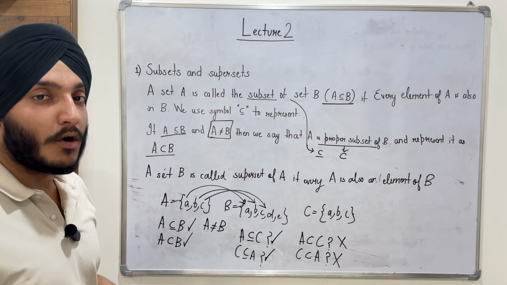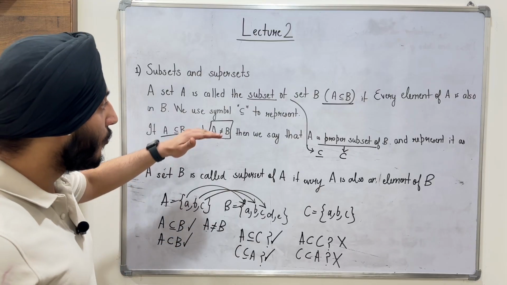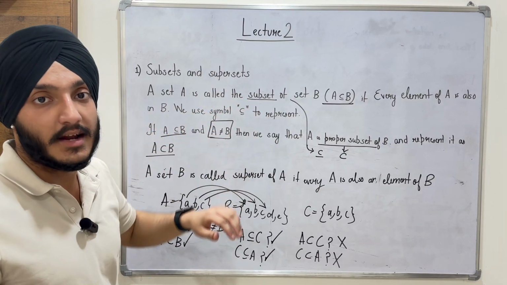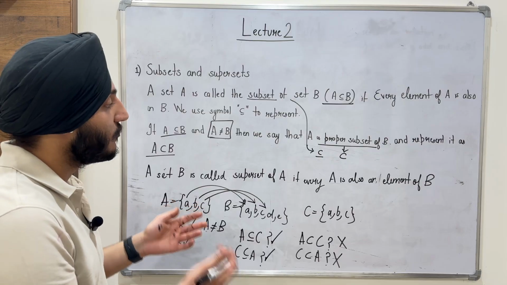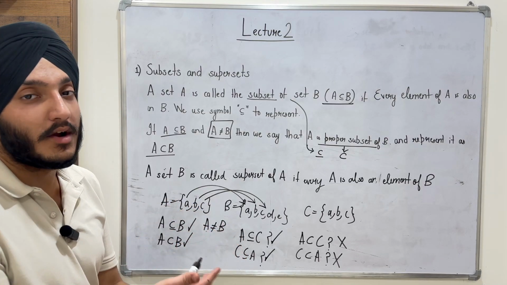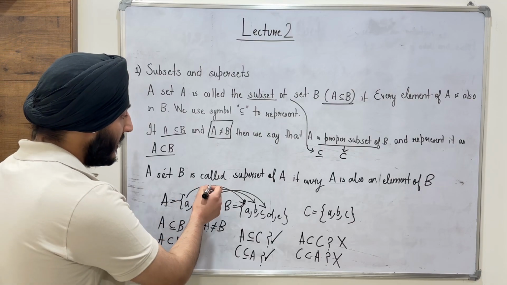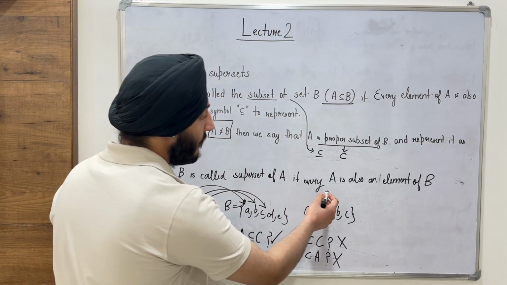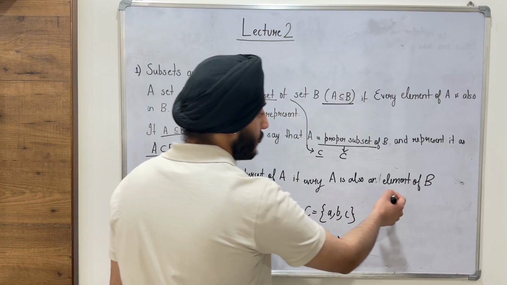Now let's try to understand what is a superset. If you have a good understanding of what a subset is, then it's quite clear to understand what a superset is. It's basically the opposite of a subset, right? So a set B is called a superset of A if every element of A is also an element of B.